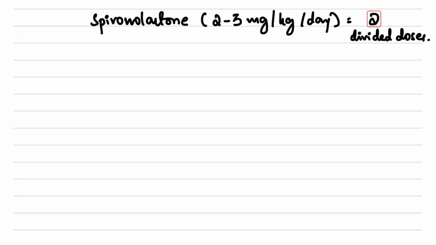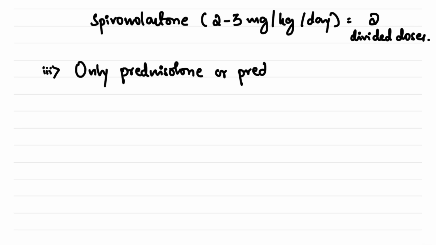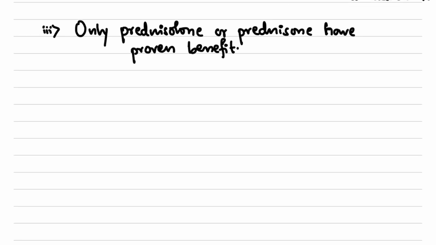The third drug that we'll go for is prednisolone. Only prednisolone or prednisone have proven benefit in the management of the nephrotic syndrome in pediatrics. Only prednisolone and prednisone have the proven benefit.